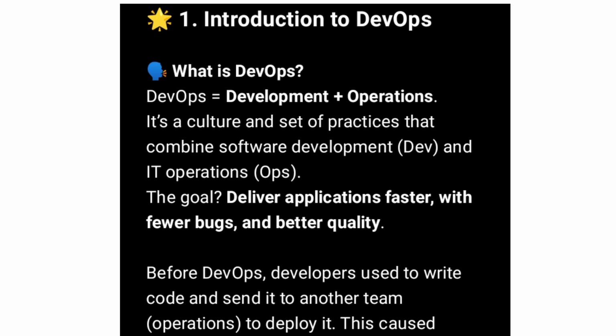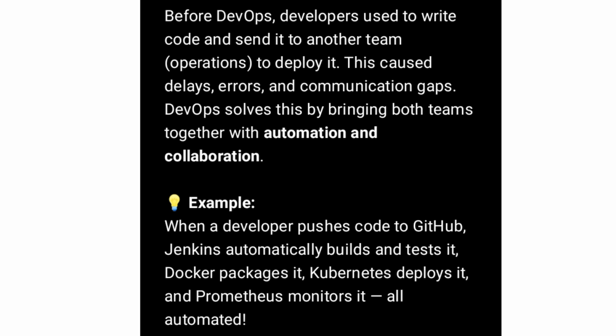Before DevOps, developers used to write code and send it to another team, operations, to deploy it. This caused delays, errors, and communication gaps. DevOps solves this by bringing both teams together with automation and collaboration. Example: when a developer pushes code to GitHub, Jenkins automatically builds and tests it, Docker packages it, Kubernetes deploys it, and Prometheus monitors it, all automated.